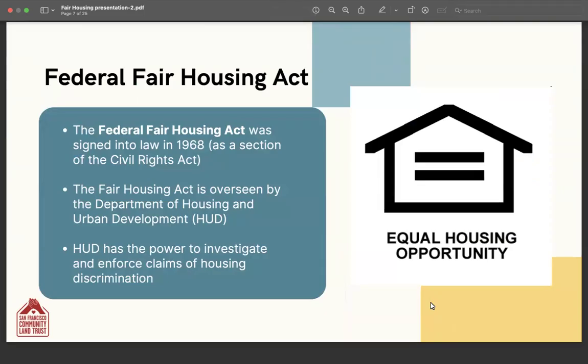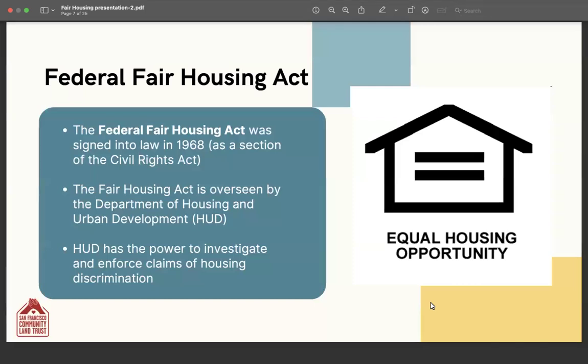So, the Federal Fair Housing Act, this was signed into law in 1968 as a section of the Civil Rights Act. It is overseen by the Department of Housing and Urban Development, acronym HUD. And HUD has the power to investigate and enforce claims of housing discrimination that come their way. When someone is filing a complaint, HUD and the Department of Justice are jointly responsible for enforcing the Federal Fair Housing Act, and they are supposed to look into all complaints.